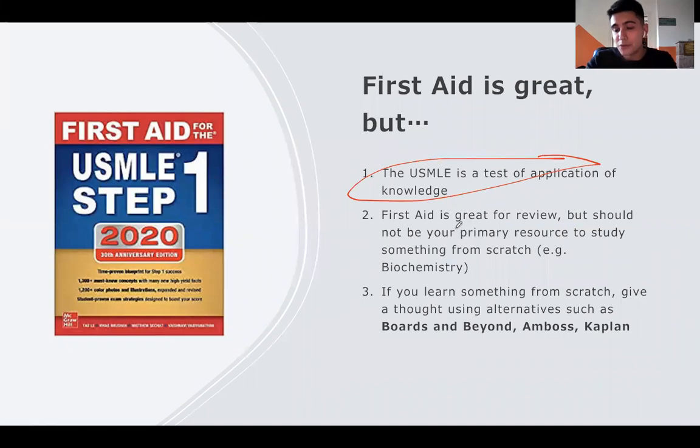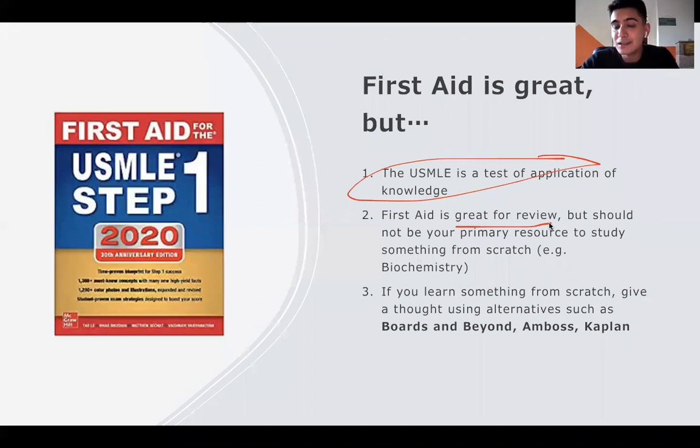So what I want to say is, it may be great for review to look at it once you've studied the material, but not to study from scratch. Just think of it: if you go in the second year to a biochemistry exam, you cannot just open First Aid and start to study it, because you don't have any context where to put all that information. You need to have some groundwork, some foundation where you can build up. But once you have that, maybe First Aid could be great.